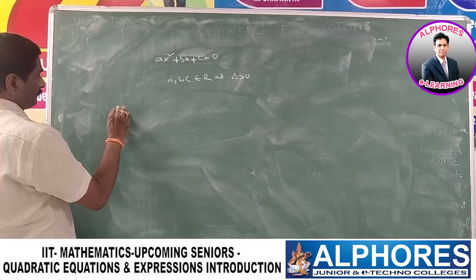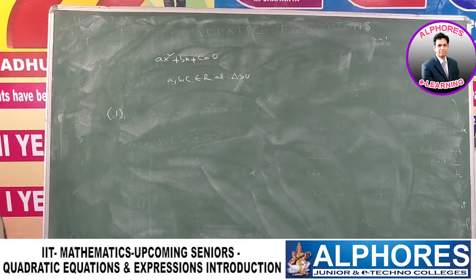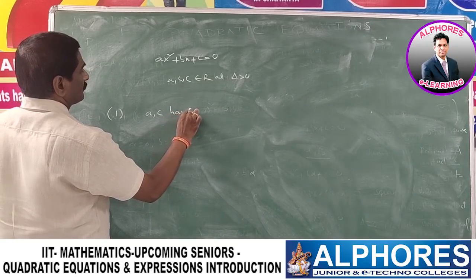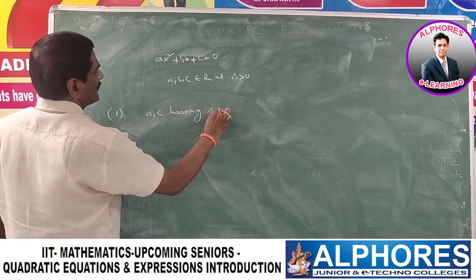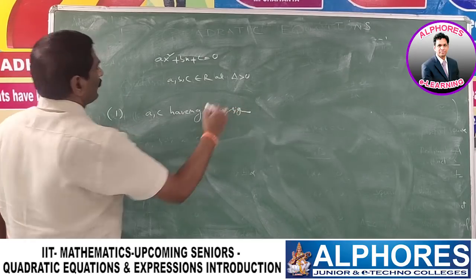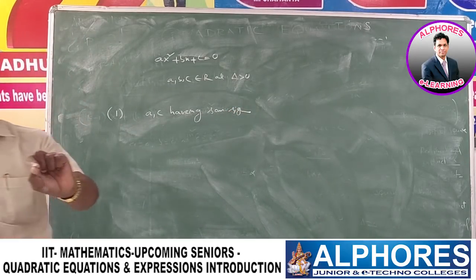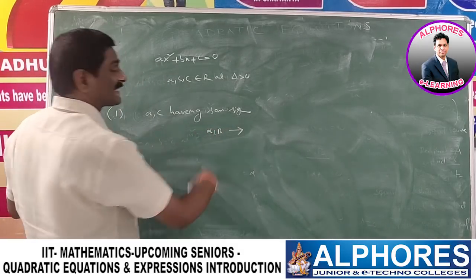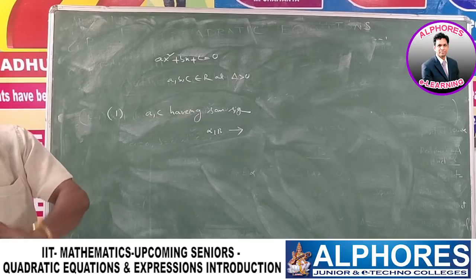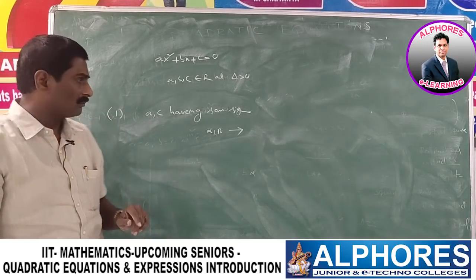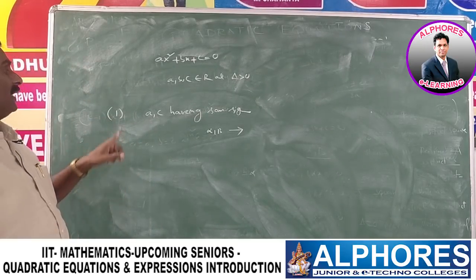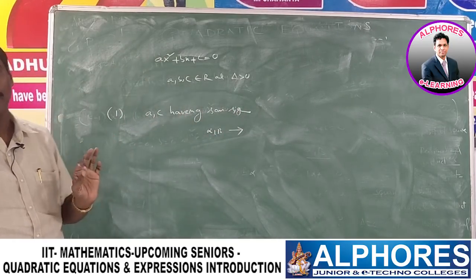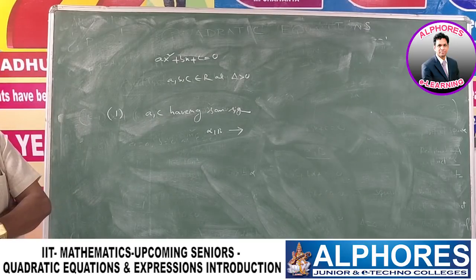First property. If a and c have the same sign, then both of the roots of the quadratic equation, that means alpha and beta, also have the same sign. Both are positive or both are negative. If a and c have the same sign, then both roots have the same sign. This is the first property.